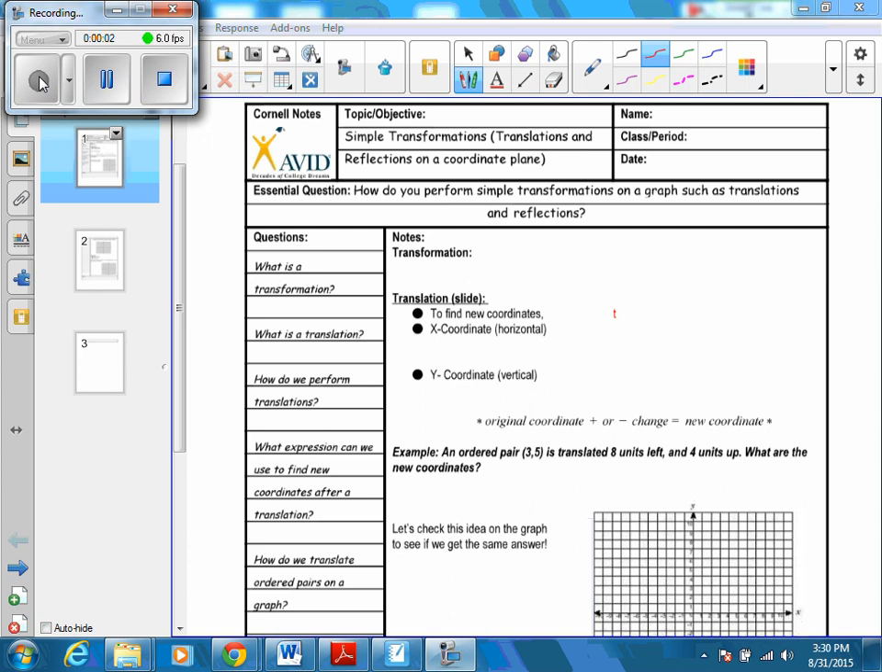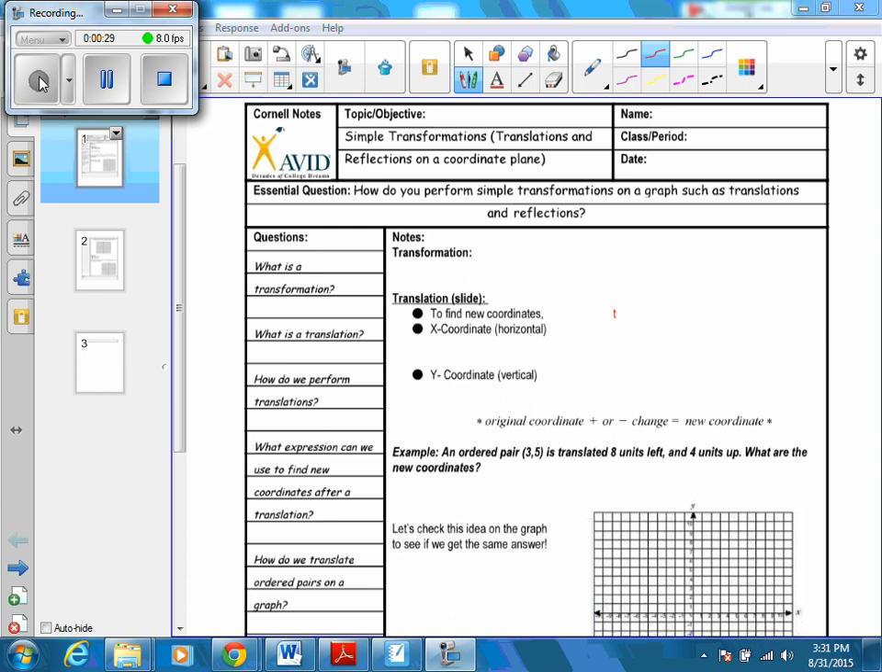All right, guys. So the first thing that we see on this paper on our new video, our topic and objective for today is going to be simple transformation. So we're going to break down what a transformation is, but we're going to start talking about translations and reflections on a coordinate plane. My essential question says, how do you perform simple transformations on a graph, such as translations and reflections? So let's go ahead and start taking some notes on what this stuff means.